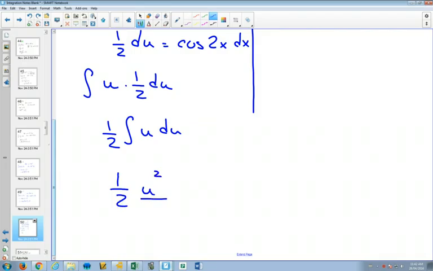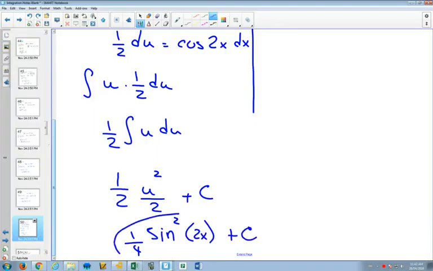Add 1 to the exponent and divide by that number, plus c. In other words, we'll get 1/4 sine 2x. Well, you okay if I write the squared like this? Sine squared 2x plus c. That's my final answer. That's method number 1 for solving this.